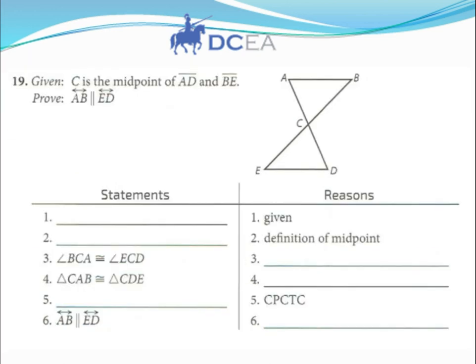Number 19 is similar, same drawing, but this time they want us to use a little bit different idea. So it says here that C is the midpoint of AD and BE. So we can see that here. C is the midpoint. What that's going to do is produce some congruent lengths, and we'll have AC is congruent to DC, and BC will be congruent to EC.